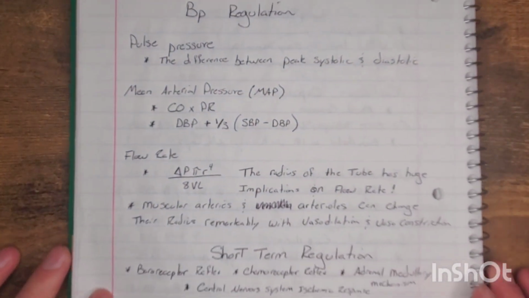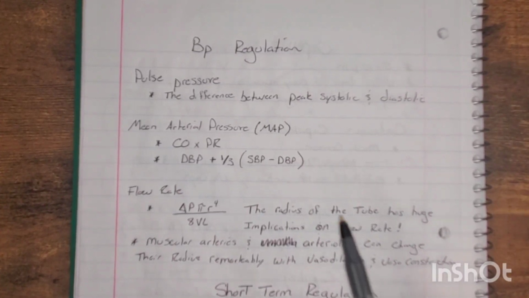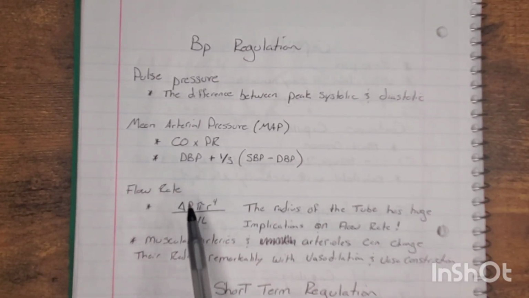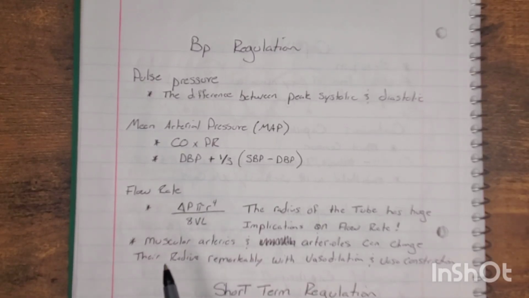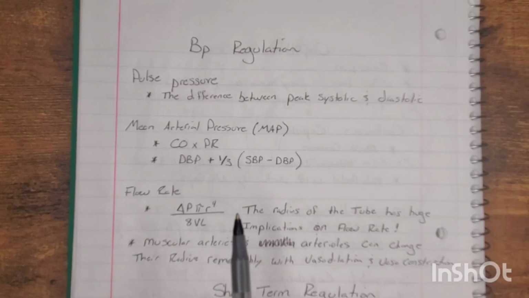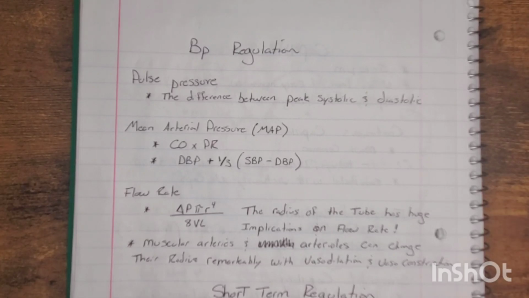So that's that. We're going to talk about mean arterial pressure really quick, and I'll just explain. I have some notes here already. We're just going to go through some things. So mean arterial pressure, you can see right here, that can be found by measuring the cardiac output times the peripheral resistance. We can also find it by measuring the diastolic blood pressure plus 1/3 of the systolic blood pressure minus the diastolic blood pressure. That will give us the mean arterial pressure.